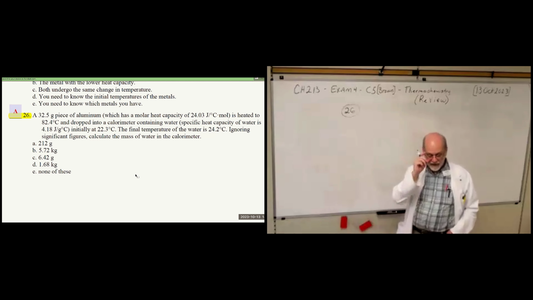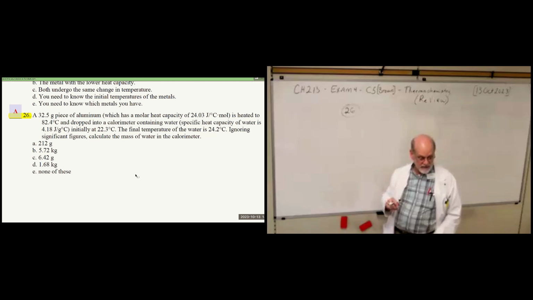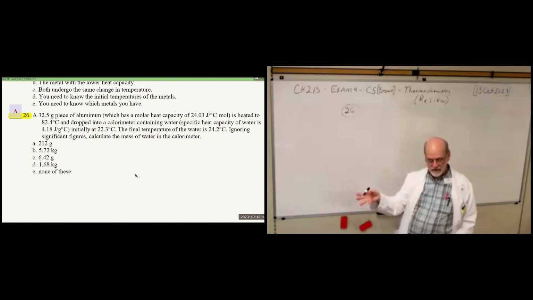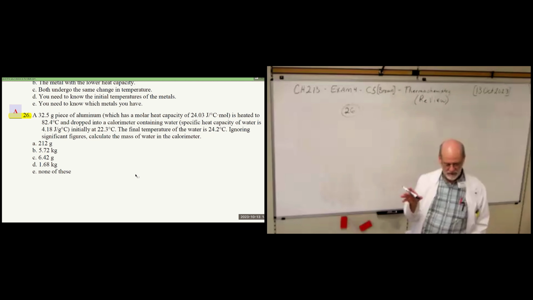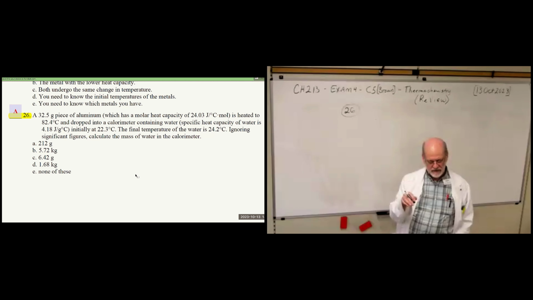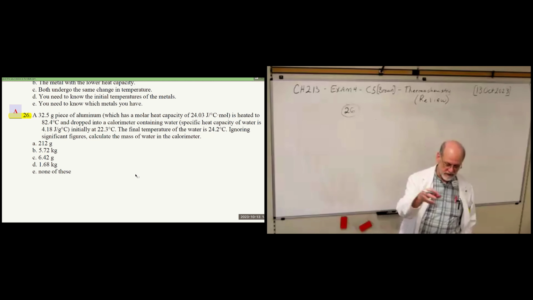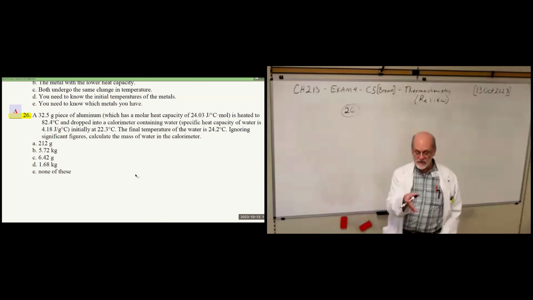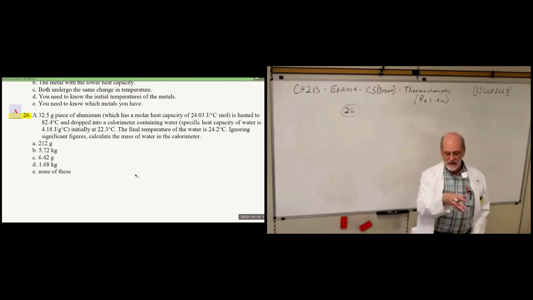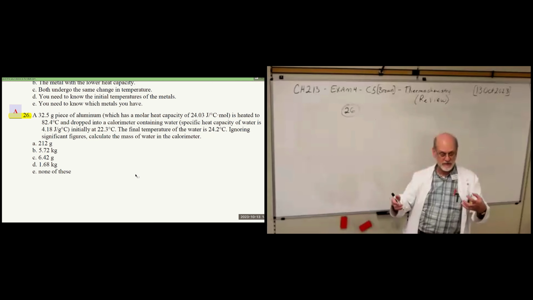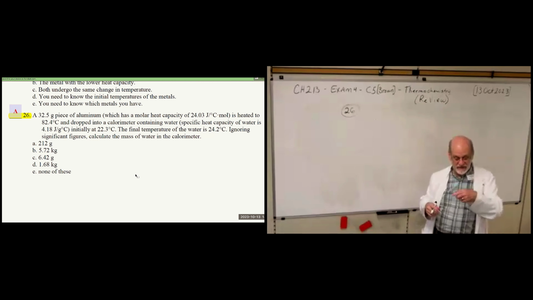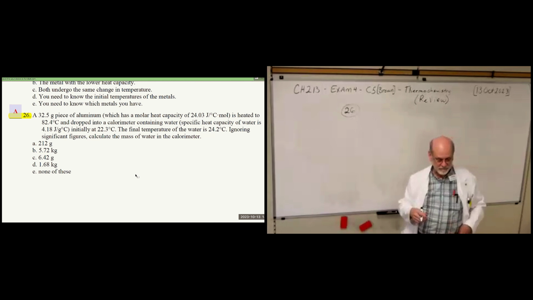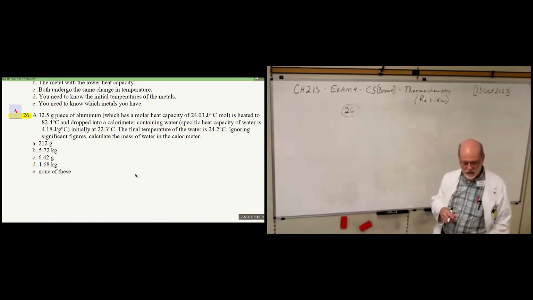So far. Okay, a 32.5 gram piece of aluminum, which has a molar heat of blah, blah, is heated to 82.4 degrees and dropped into a calorimeter containing water, specific heat there, initially at 22.3 degrees. So the hot aluminum piece is dropped into the cool water. And obviously, some of the heat's going to transfer from the aluminum into the water. And when they come to equilibrium, they're going to be at the same temperature, and that temperature is 24.2 degrees. What's the mass of water in the calorimeter?